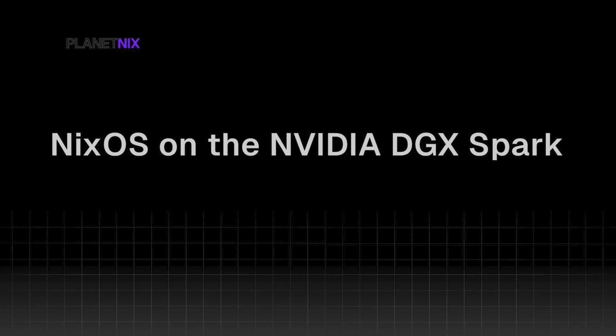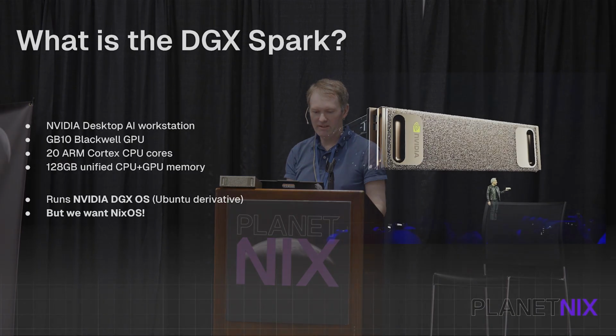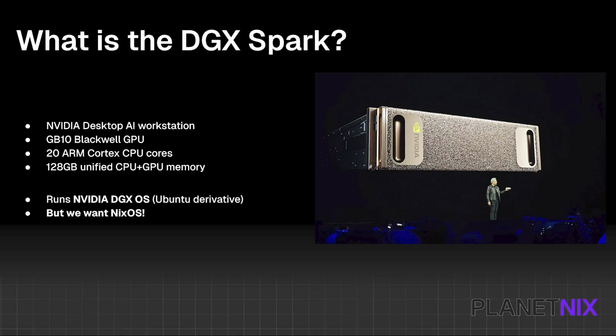All right, I'm Graham. I'm here to talk about a small hobby project I've done recently, which is NixOS on the DGX Spark. So what is the DGX Spark? Well, it's one of these guys. It's an NVIDIA desktop sort of AI workstation. It's got a GB10 GPU in it, so a Blackwell era GPU, which is relatively up-to-date and quite powerful.